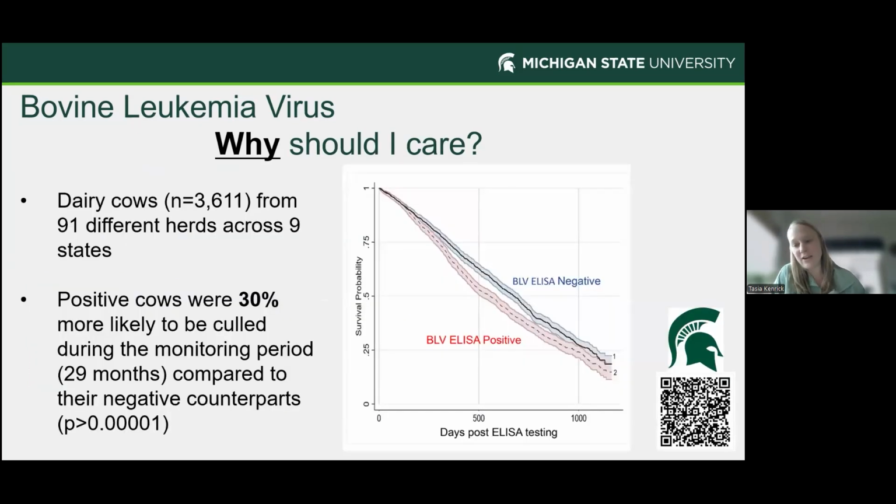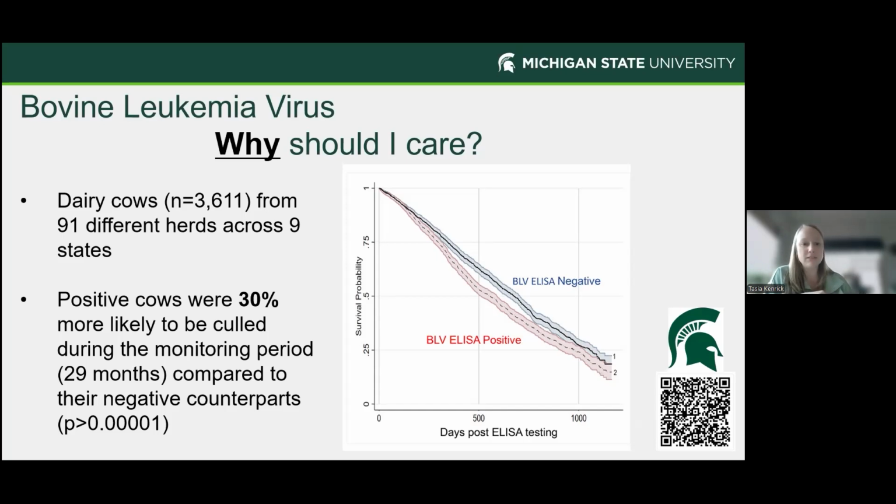So why should you care? This is where I'll spend most of my time today, and where I bring the research that individuals of the MSU Extension and Research team have found. There was a study that looked at 3,611 dairy cows from 91 different herds across 9 states. And I think Phil references a part of this study too in his slides coming up.